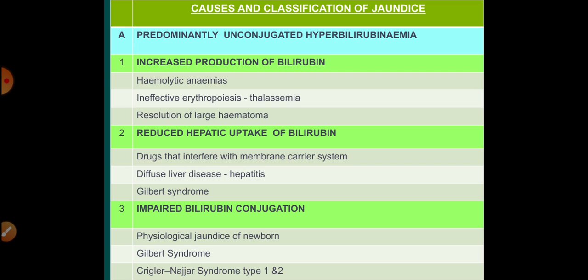In Gilbert syndrome, there is deficiency of the enzyme uridine glucuronide transferase. In Crigler-Najjar syndrome also there is a defect in the uridine glucuronide transferase enzyme. In type 1, there is complete absence of the enzyme activity. In type 2, there is decreased activity. The enzyme is present and the activity is present, but the activity is low.